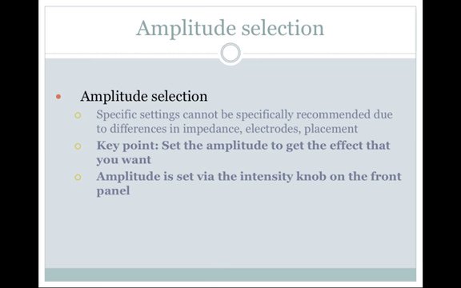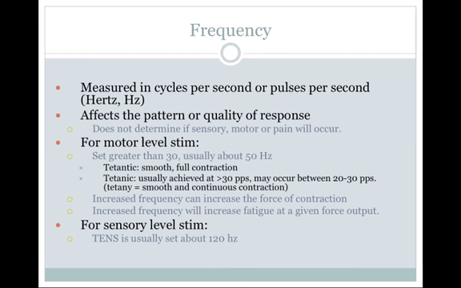So it's very, very important that you set the amplitude based on the effect you want. If you want a good quad contraction, you turn it up till you get the quad contraction you want. If you just want intense tingling, you turn it up till you get the intense tingling. So you don't really even need to look at the numbers. And again, the amplitude is set via that intensity control knob on the front panel.